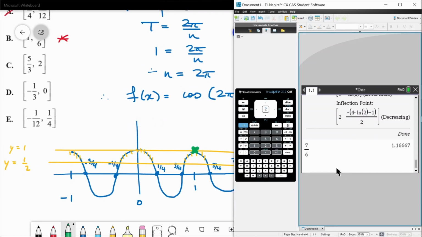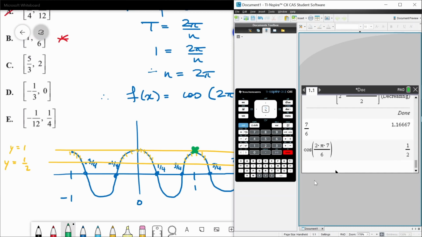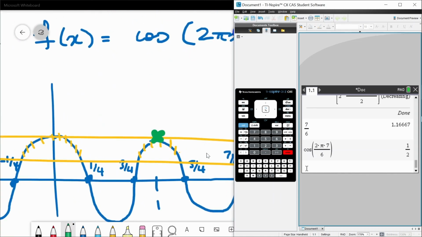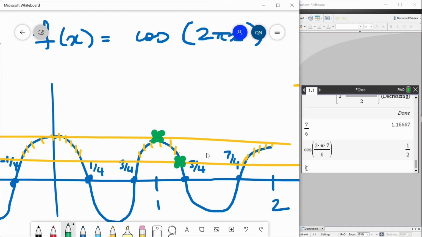And you can actually check what happens at 7 on 6. So we had 2 pi times x, but x is 7 on 6. It actually turns out it's exactly a half. So in fact 7 on 6 would land you right on the other side of the yellow band. So this would be the domain that we want.